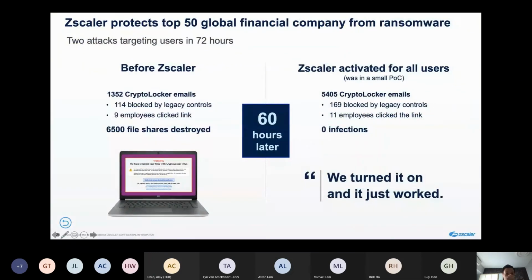And this is one example, sharing from a bank that, before Zscaler, got hit by CryptoLocker with a lot of employees clicking the links, and more than 6,500 files got destroyed. But once they moved to Zscaler, we helped them block all those accesses, and no more infections happened. This is from one of the top 50 global finance companies.